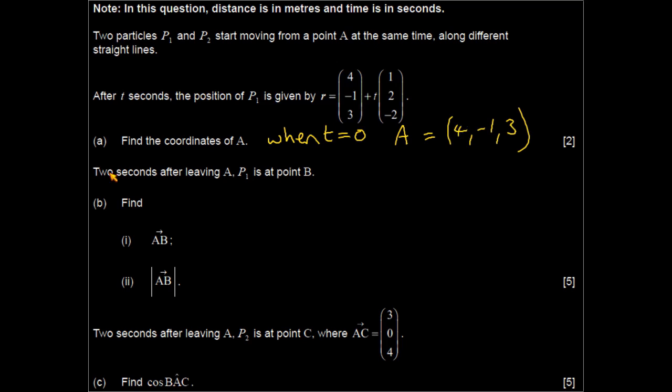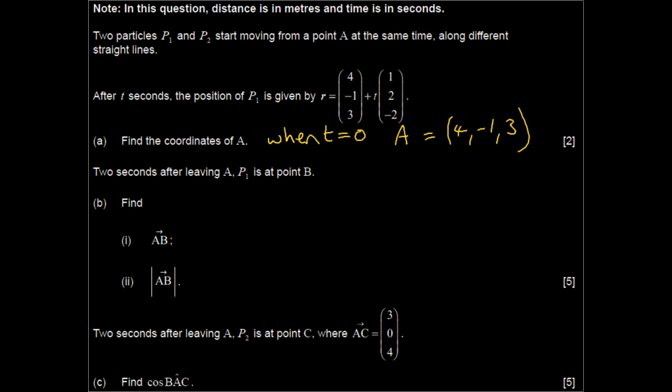Alright, then it says 2 seconds after leaving A, P1 is at the point B. And then we've got to find, first of all, the vector A to B. There's two ways we could go about this. We could put in t as 2 and work out where B is, and then work out how far it is from A to B. The other thing I could do is recognise that when moving from A to B, we're just going to have two lots of this vector here. So for A to B, let's do it both ways.